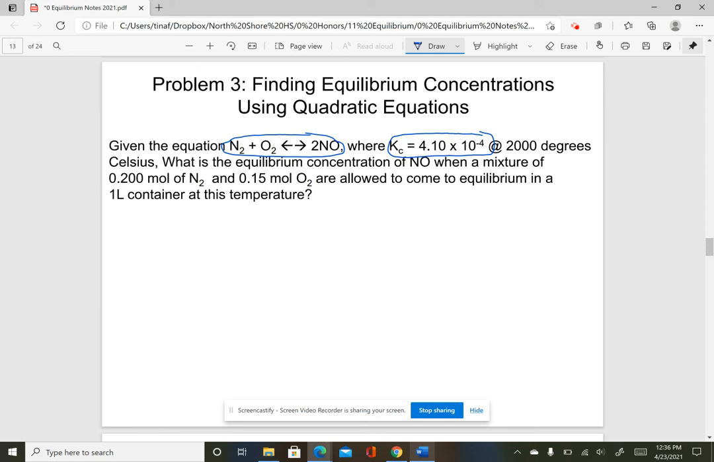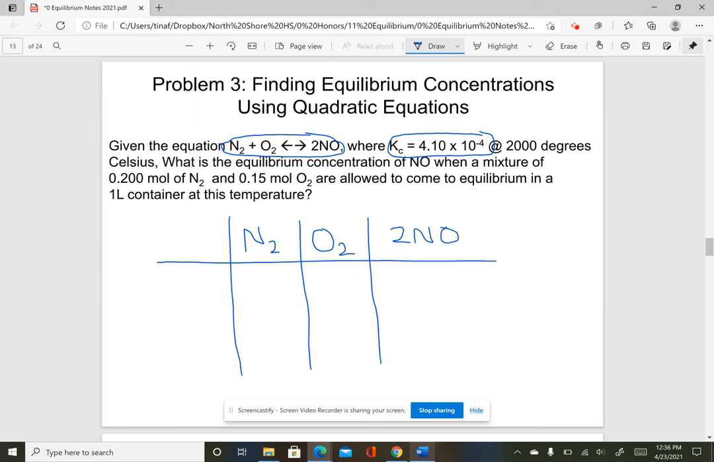Okay, so we need to set up our little ICE table. So I'm going to write out the reactants, and here's my product. Okay, I have initial, change, and equilibrium.